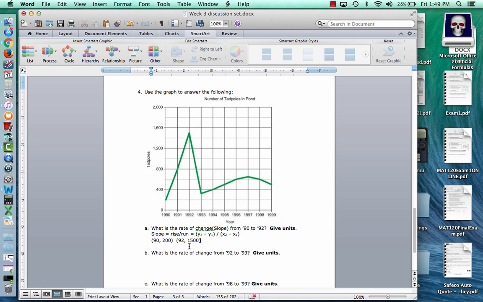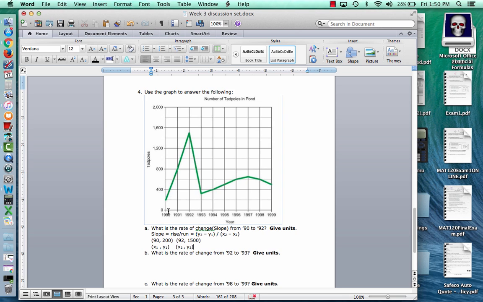Alright, so I'm going to follow this formula. If this is my x1, this guy down here is x1 and y1, and this second point is x2 and y2. Let me write that out. Okay, so I have them labeled now. So I have my first point and my second point. Now I'm going to follow the slope formula.